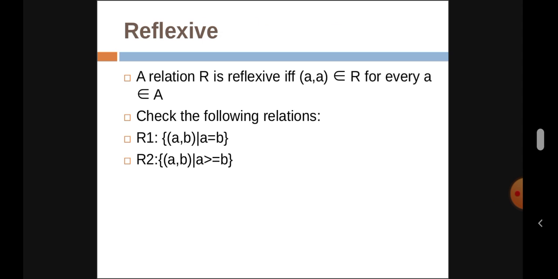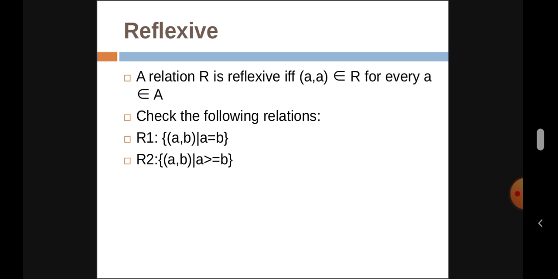A relation R is reflexive if and only if (a, a) is an element of R for every a that is an element of A. If A is a set consisting of all the a's, it is called reflexive if and only if there is a self loop.